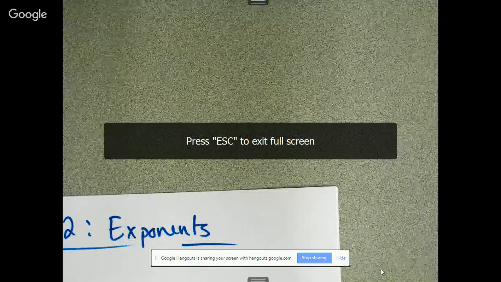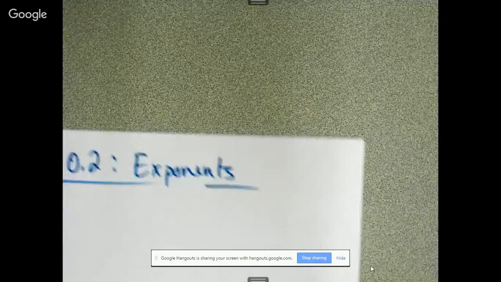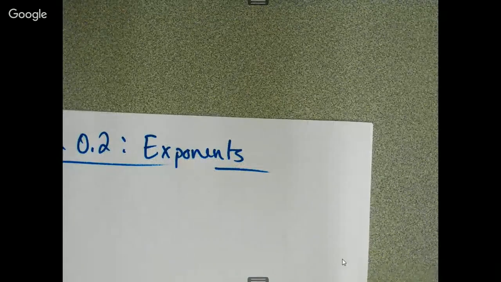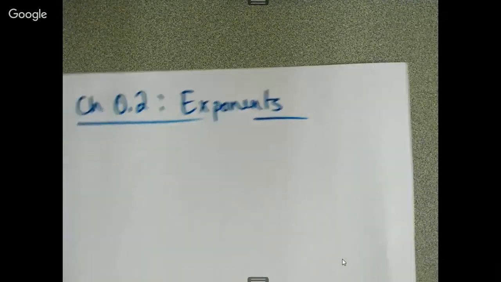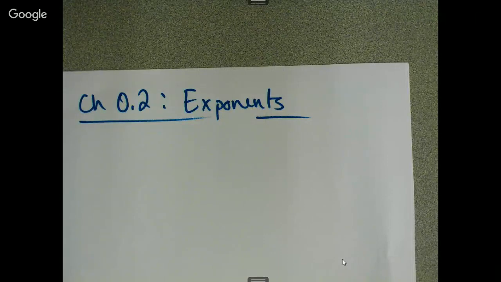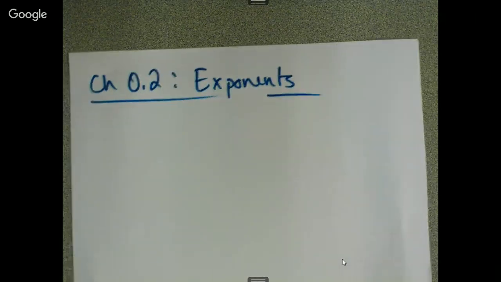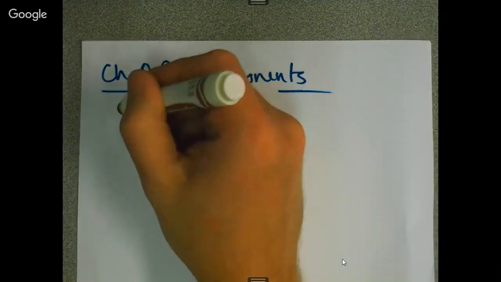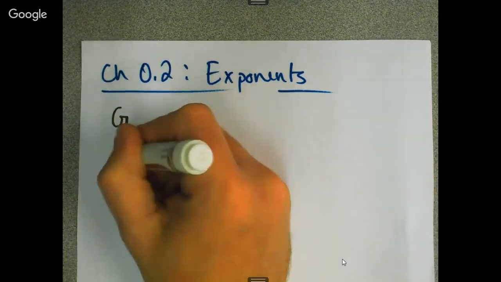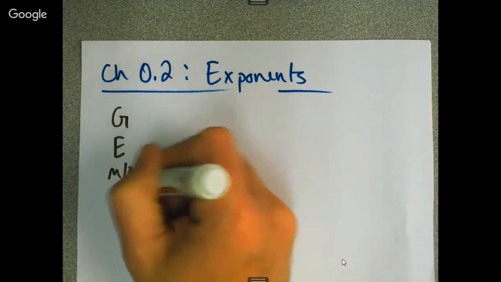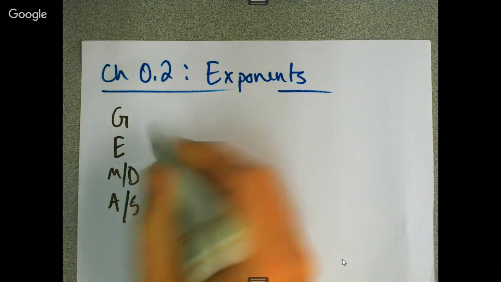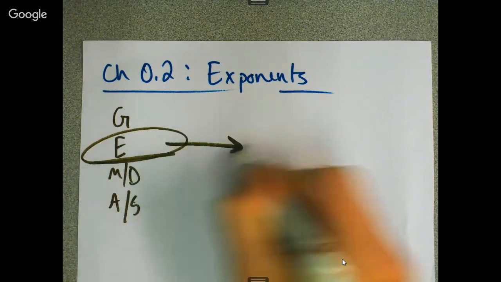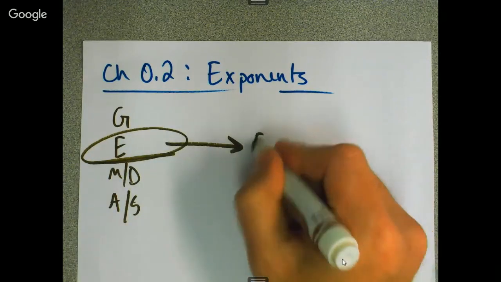0.2 today. And 0.2 is talking about exponents. So this is the second item in our order of operations. So remember, order of operations, we have grouping, exponents, multiply, divide, add, subtract. Today we're going to talk about the second thing, which is exponents.